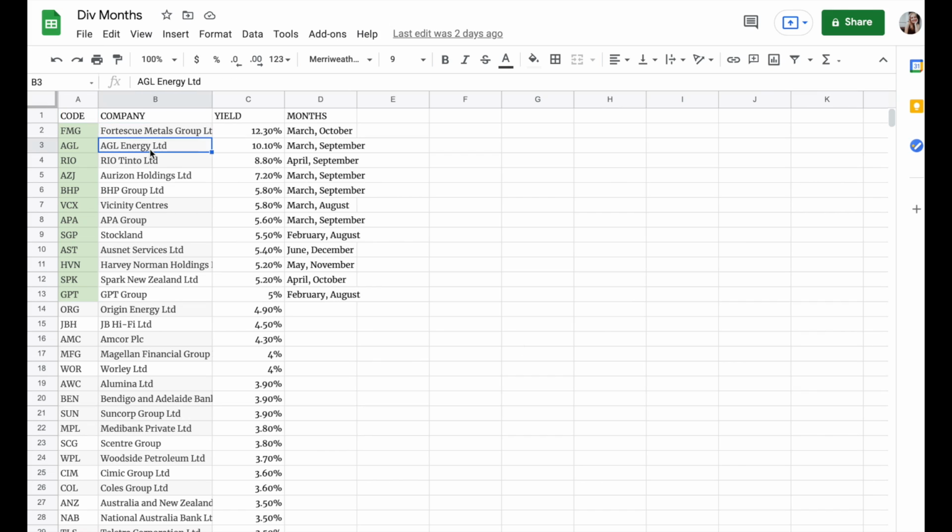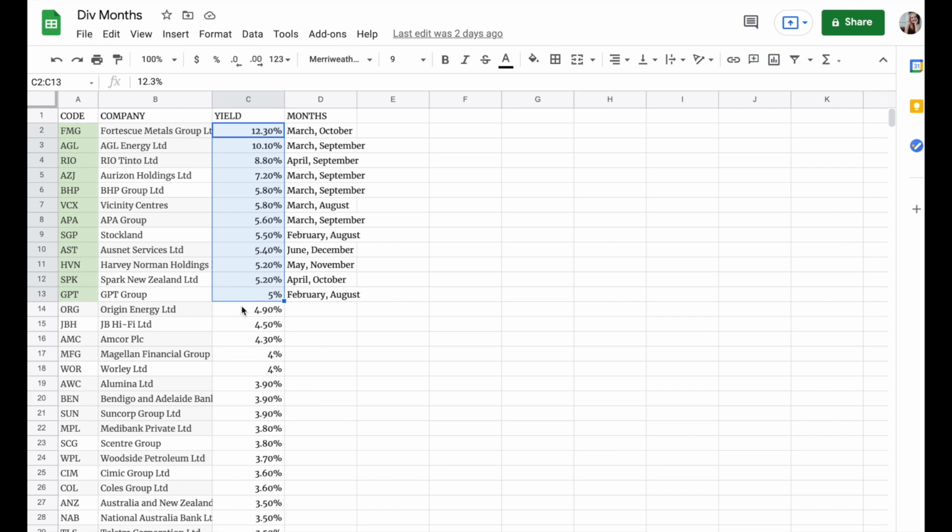But if you want to buy some individual single stocks, I did just go through the ASX 100, have a look at the dividend yield of some of the companies within that, and I've made you a list. There were 12 companies from the top 100 companies in Australia that had a dividend yield of 5% or more, and I've also listed the months that they pay out their dividends. So here we've got Fortescue Metals, AGL, Rio Tinto, Horizon, BHP, Vicinity Centres, APA Group, Stockland, AusNet, Harvey Norman, Spark New Zealand, and GPT Group. They all have a yield of 5% or more.